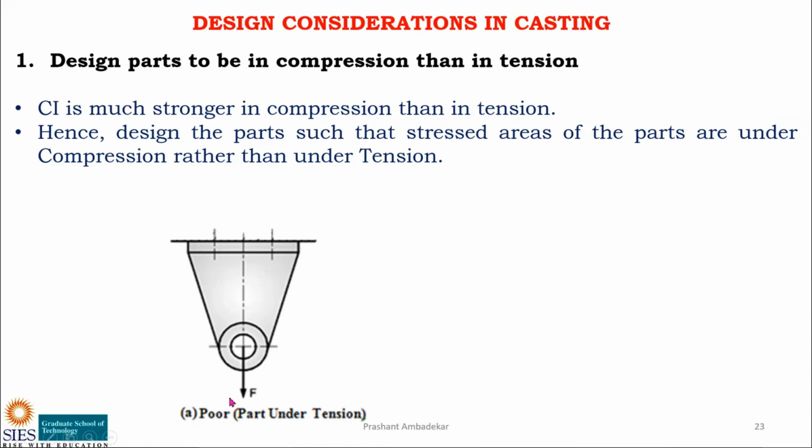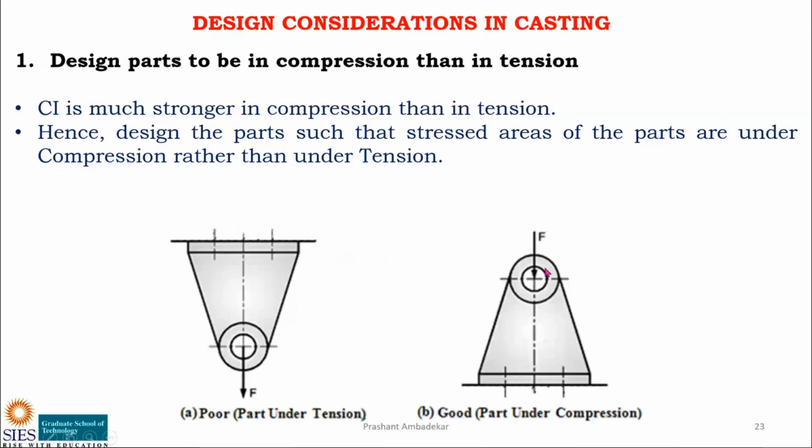Now you can see here. This is a bracket, and it is subject to tensile force here. Pull force, tensile force. It will create tensile stresses. And if it is a casted part which is to be produced by casting, then this is a poor design. So what I said is, instead of tensile force, make it compressive force. You can see here it is pulled in the downward direction. So pulling in the downward direction is tension. So pushing in the downward direction will be compression. See, like this.